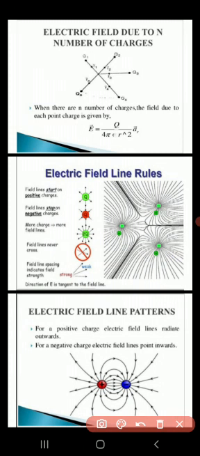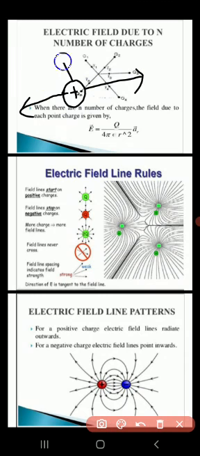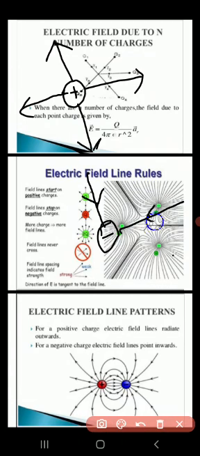Now, for a positive charge, electric field lines are in outward direction. But for a negative charge, electric field lines are inwards. For positive charge, electric field lines are outwards, and for negative charge, electric field lines are inwards.